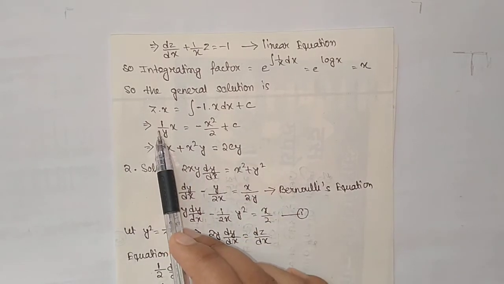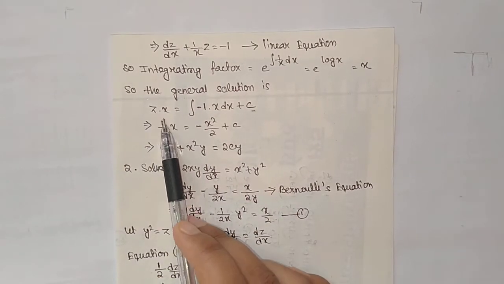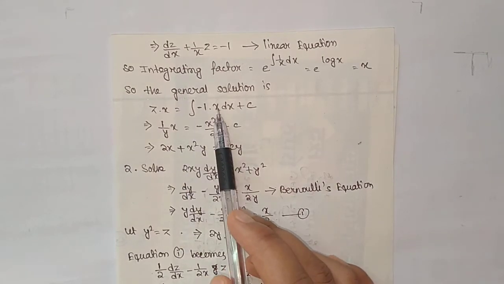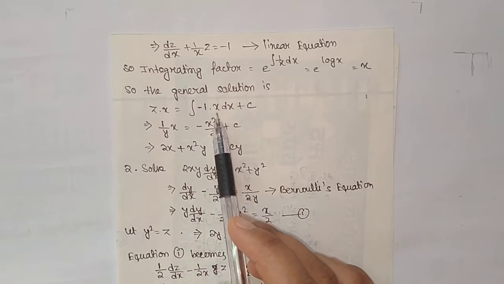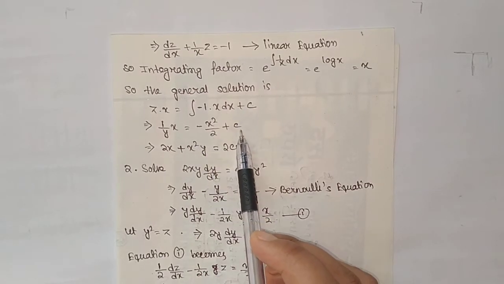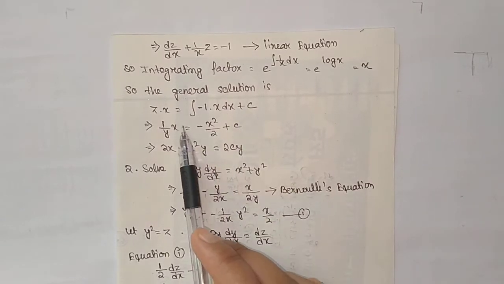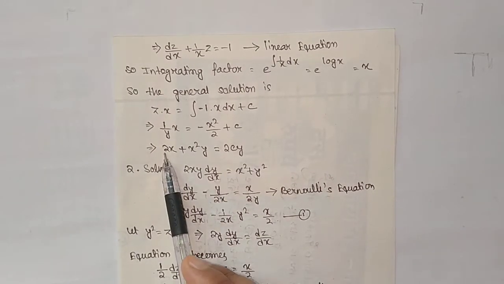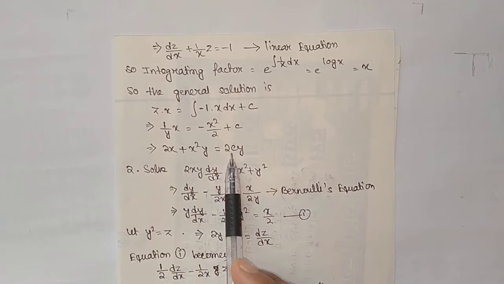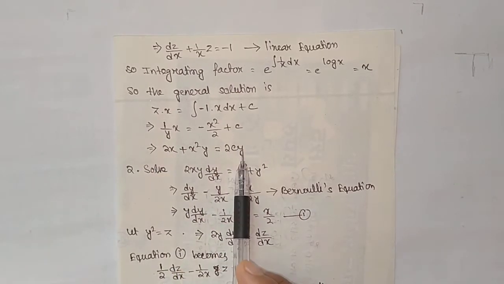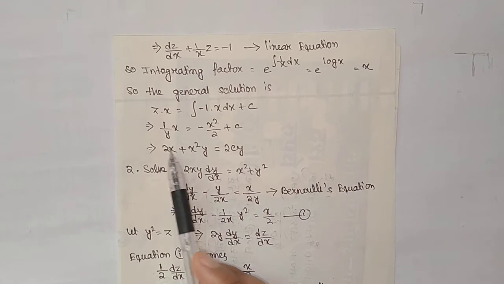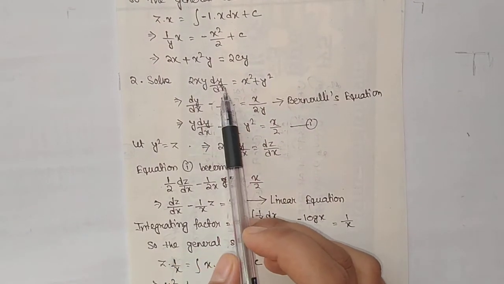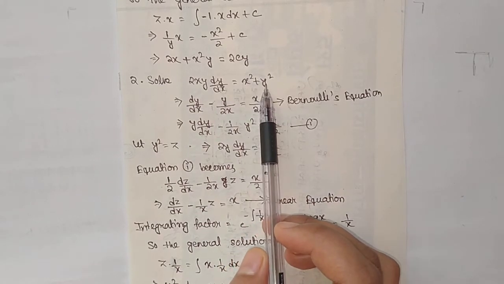Now the value of z is 1/y, so (1/y)·x = -∫x dx. Integration of -x dx means -x^2/2 + c. Now we simplify this and we get 2x + x^2 y = 2cy. So this is the general solution of the equation.